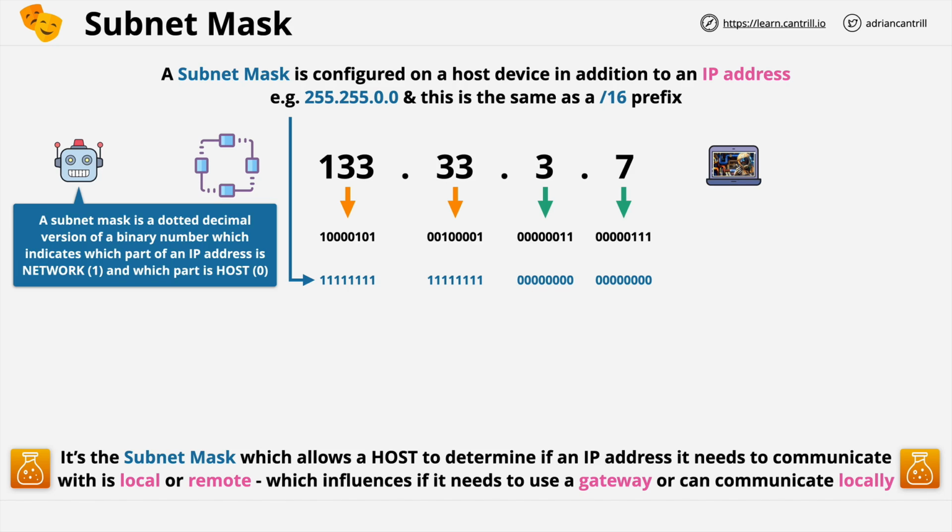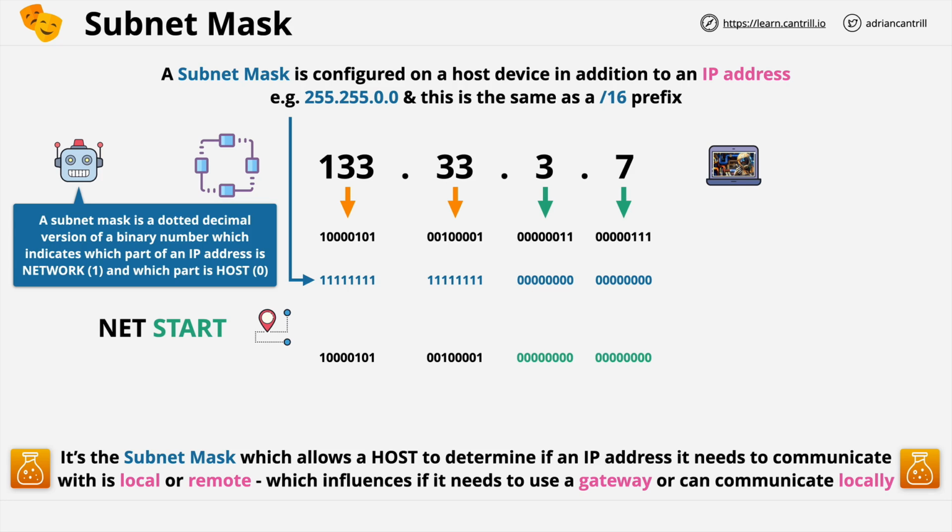Take, for example, the IP address that's on screen now, 133.33.3.7. Well, we've converted that into binary, and we've also converted the subnet mask of 255.255.0.0 also into binary, so that's in blue right below the binary IP address. To calculate the start of the network, we begin with the network part of the IP address, and then for the host part we have all zeros. So let's look at what we've done.